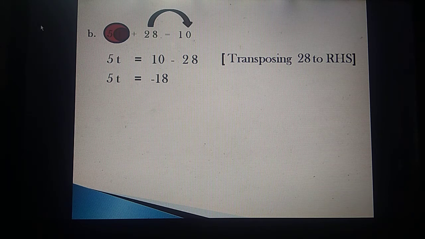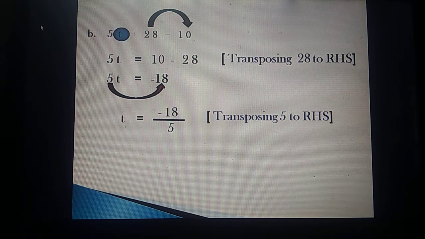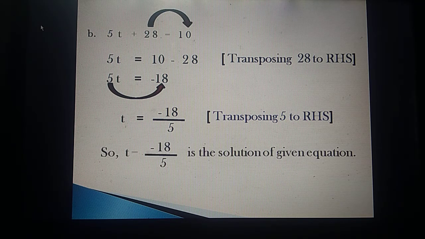Why are we getting minus 18? Signs were different, so we will subtract, and the answer is minus because of the sign of the greater value. Now in the outermost circle we can see it's 5. So we will transpose 5 now. Transposing 5 to the RHS. Right now we are multiplying 5 to t. After transposing we will divide the RHS by 5. This is your final answer as you are left with only the variable in the circle. So this is your final solution.